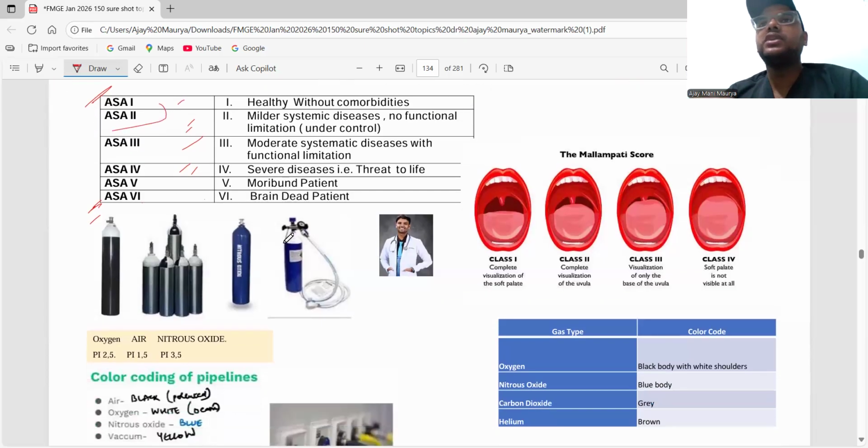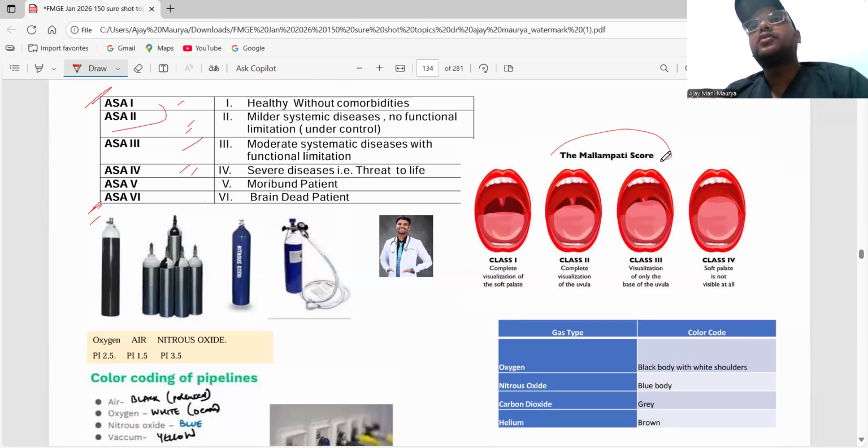That's it. Next one, the Mallampati score. The Mallampati score is the test to assess the airway before doing the surgery. If there are any serious complications during the surgery, for the ease of intubation, you have to do the Mallampati scoring here.